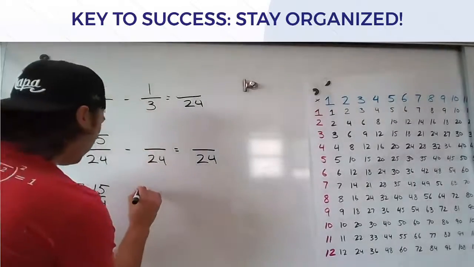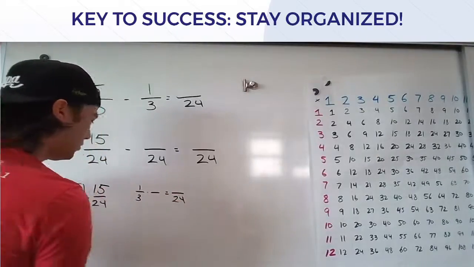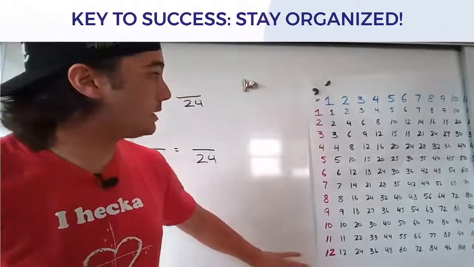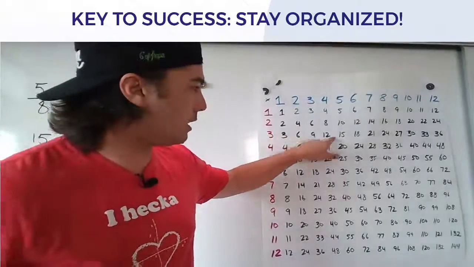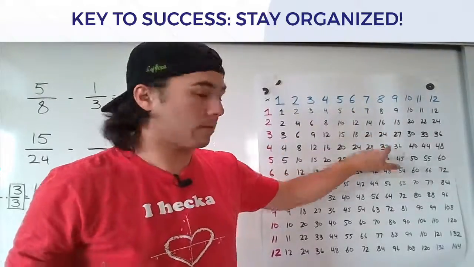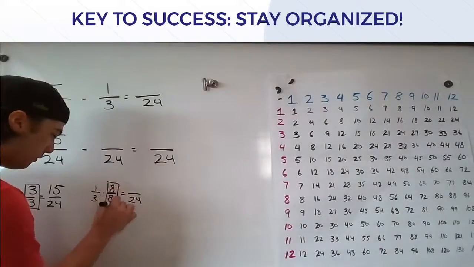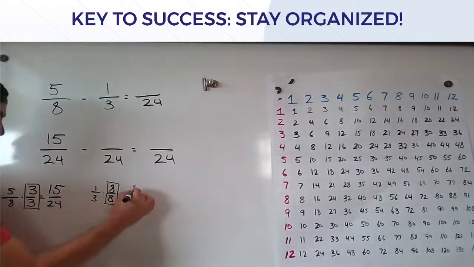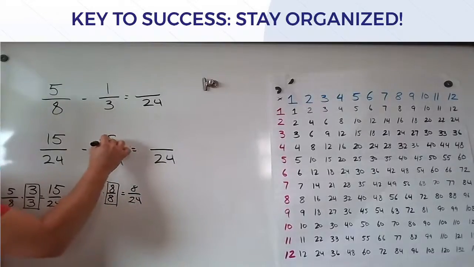Now let's do our other one. 1/3 times something is going to equal 24ths. So what equivalent of 1 do we need here? 3 times what is 24? 3 times 8 is 24. So we're going to use 8/8 as our equivalent of 1. 3 times 8 is 24. 1 times 8 is 8. So we know 8 24ths is equivalent to 1/3.